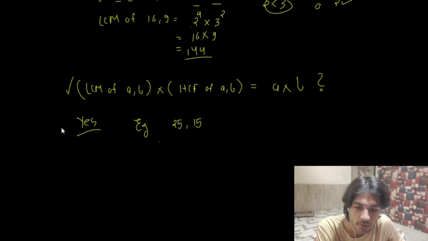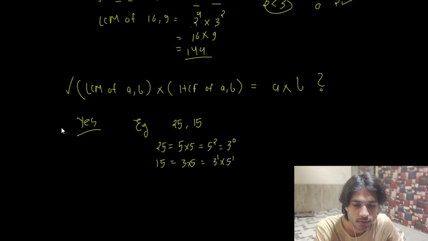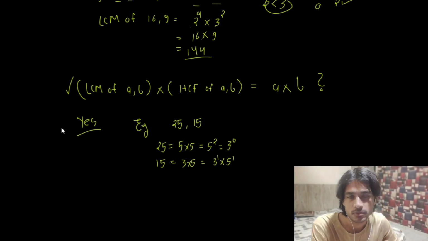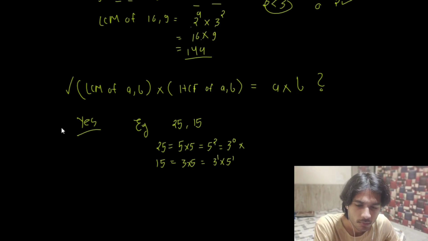First of all, I will write the prime factorization of 25. So it is 5 multiplied by 5, that simply means 5 square. 15 as an expression of prime factorization can be written as 3 multiplied by 5. So I can simply write it as 3 to the power 1, 5 to the power 1, and 25 can be written as 3 to the power 0, because any natural number to the power 0 is going to be 1, multiplied by 5 to the power 2.